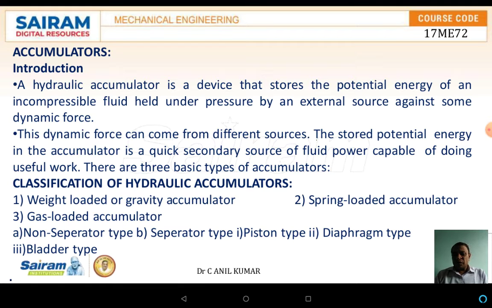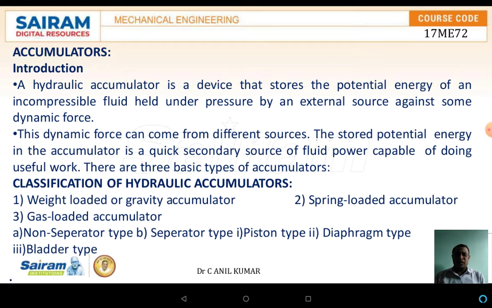Here, the potential energy which is stored is utilized when it is required. A hydraulic accumulator is a device that stores the potential energy of an incompressible fluid held under pressure by an external source against dynamic forces. The dynamic forces can come from different sources.